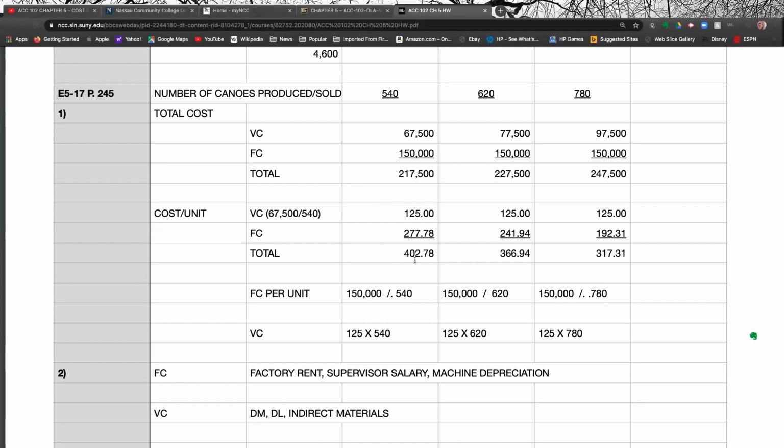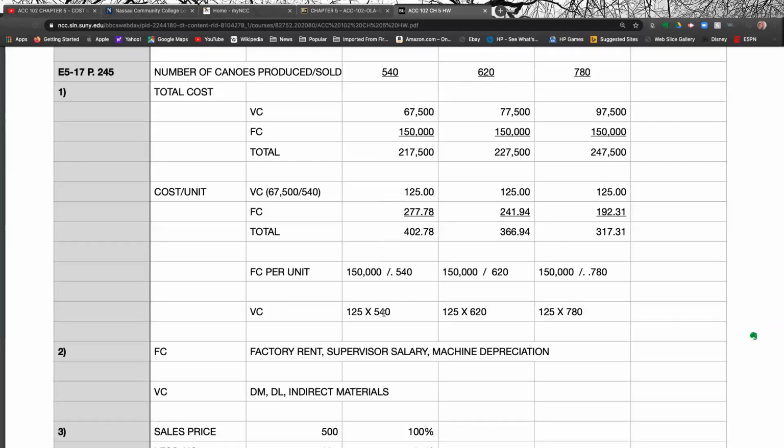$217,500 or $402.78 per canoe, right? For 620 canoes, what's the total? $227,500 or $366.94 a canoe. For 780 canoes, what's the total cost? $247,500 or $317.31 per canoe, right? And you can see down here, I did some of the math for you so you could see that.